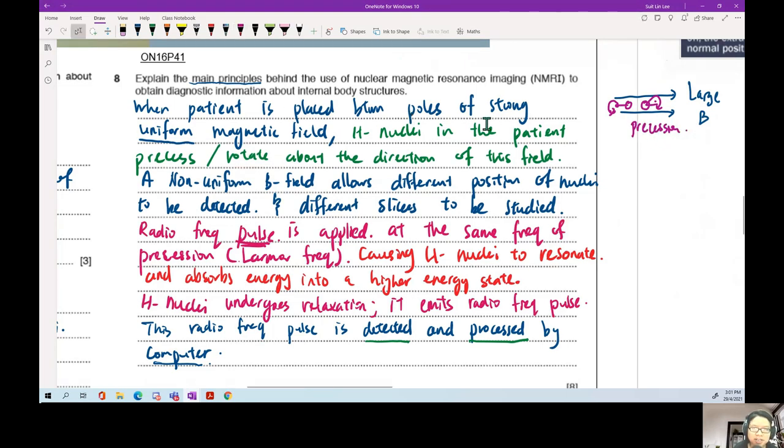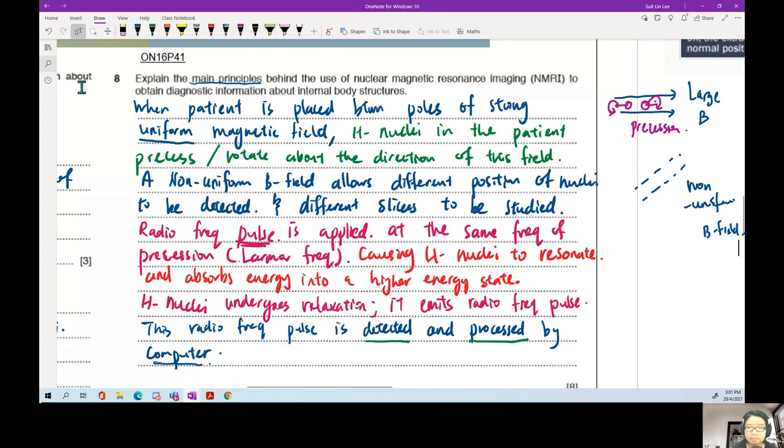So the patient is placed between the poles of a strong uniform magnetic field. Hydrogen nuclei in the patient will precess about the direction of this magnetic field. Okay, done. 2 marks. Now I need to put a non-uniform magnetic field. Maybe I put something like this. This is smaller, but it's non-uniform. The non-uniform magnetic field will allow me to detect certain parts of the human body.